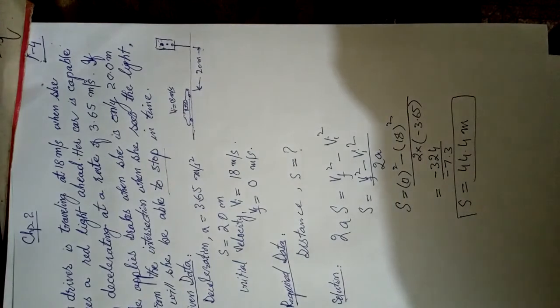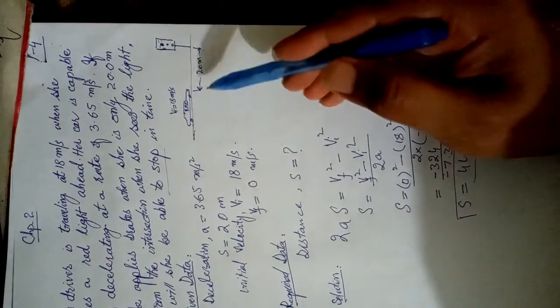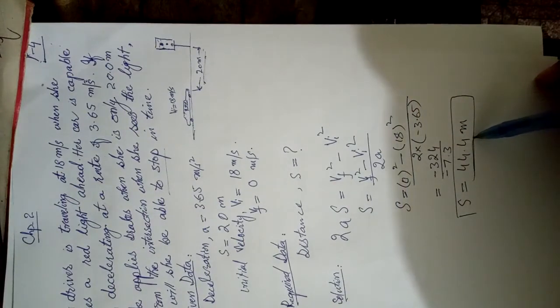So as we know, she will not be able to stop the car at the intersection because her distance is 20 meter, whereas the required distance is 44.4 meter. So we concluded that she will not be able to stop the car at the intersection.